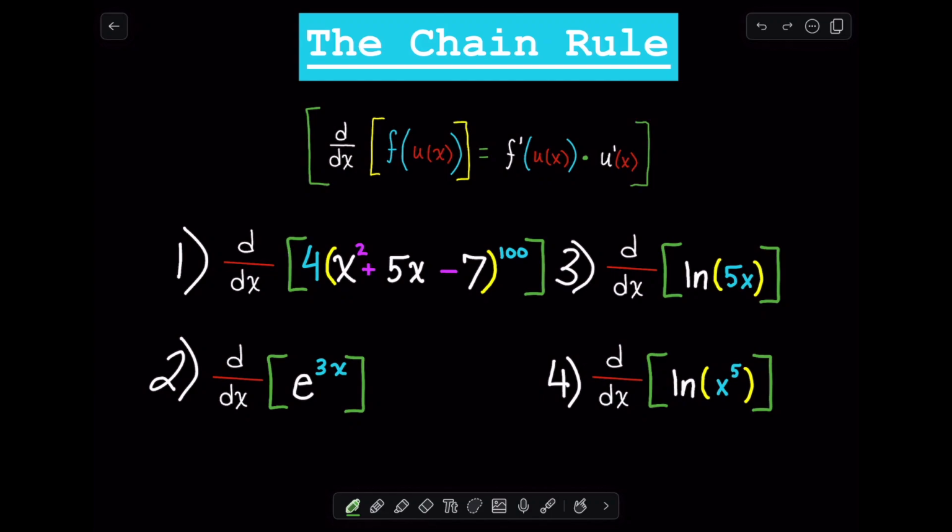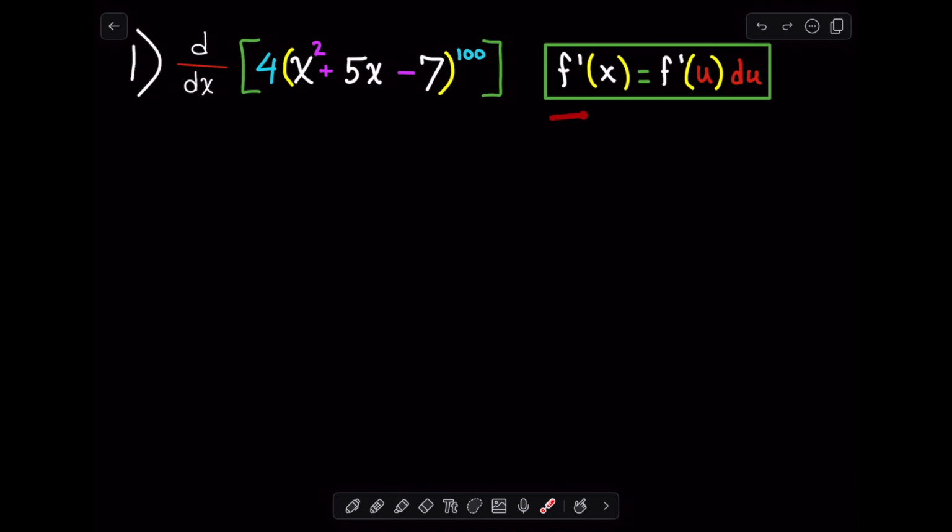The chain rule is used to define the derivative of a composite function, which is a function that's written as a function inside another function. This is an easier to understand look at the chain rule formula. Essentially, we apply the chain rule by calling the inside of the function u, and then the rest of the function is redefined using that u, and we call that f of u.